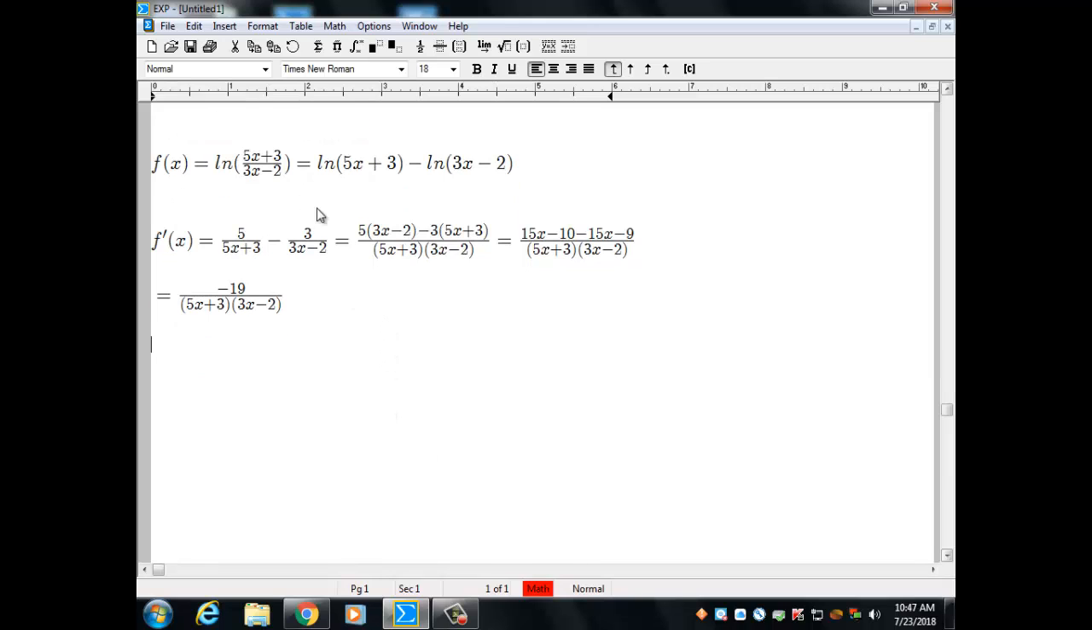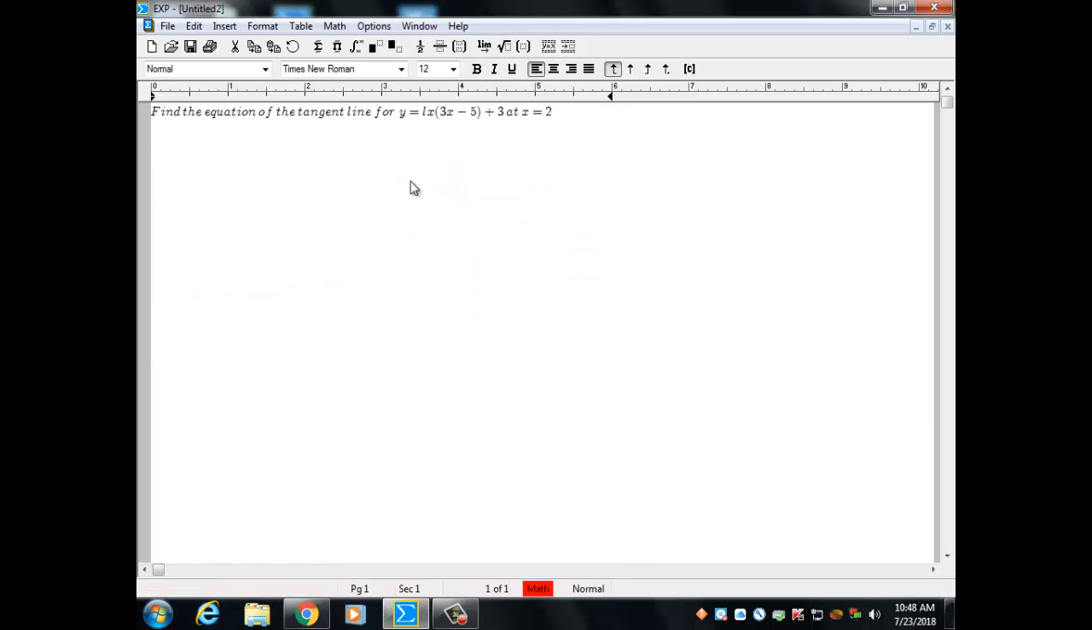I want to show you one more, and that's this problem. Find the equation of the tangent line for y equals ln(3x minus 5) plus 3 at x equals 2.